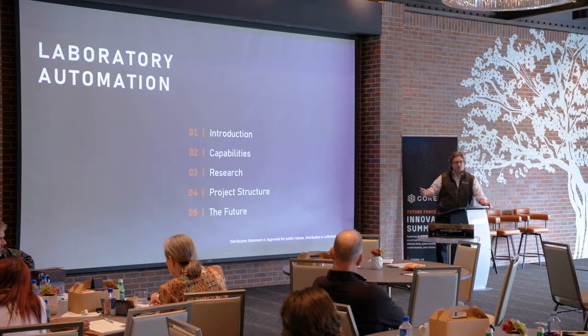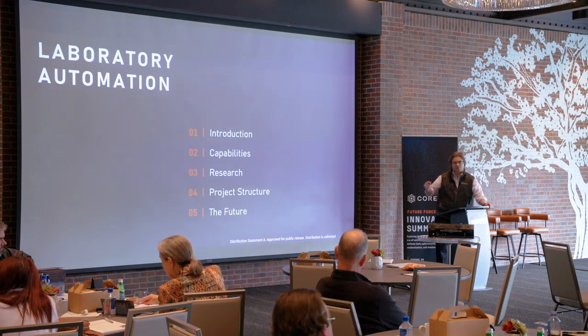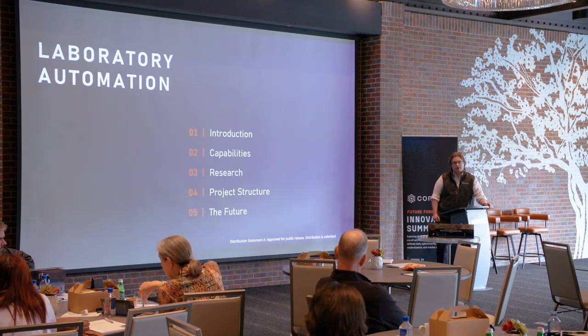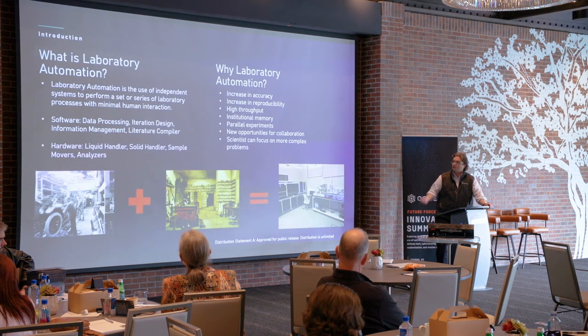This presentation is broken up into 5 sections. We have our introduction, where I will give a little bit of context of what laboratory automation is. We will follow that up with the current capabilities we have in our lab. Then we will take a look at the research we are currently performing, followed by a change in project structure, because with laboratory automation, we had to rethink how we do research and how we structure our projects and teams. And then finally, we will look at the future and where we are planning to go.